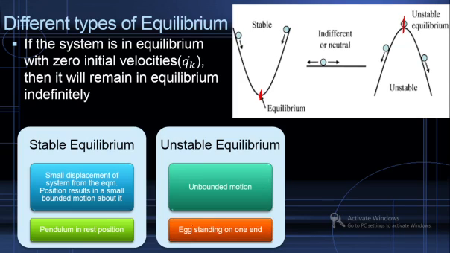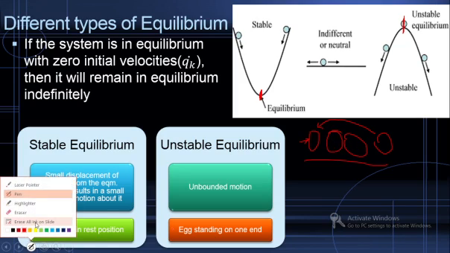So an example is an egg standing on one end. So if you keep an egg over here and if you give a force, it will roll, isn't it? Roll onto a new position. Will that come back? No. If it is a flat surface, it won't come back to the initial position. So such kind of motion is called unbound motion.